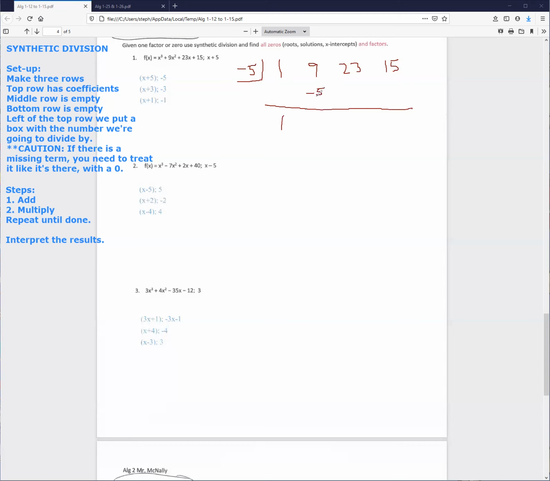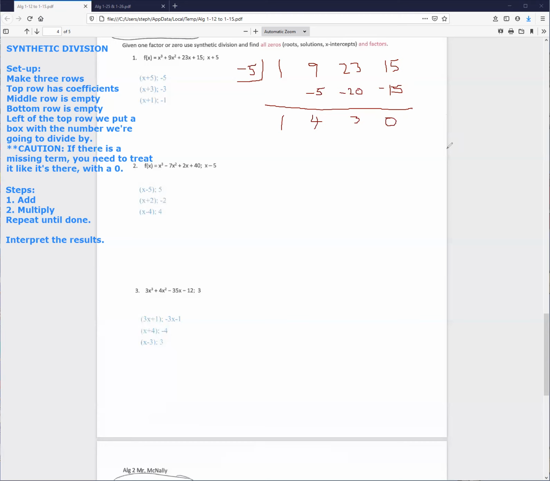Add. 9 plus -5 is 4. 4 times the number in the box is -20. 23 plus -20 is 3. 3 times the number in the box is -15, and 15 plus negative 15 is 0.